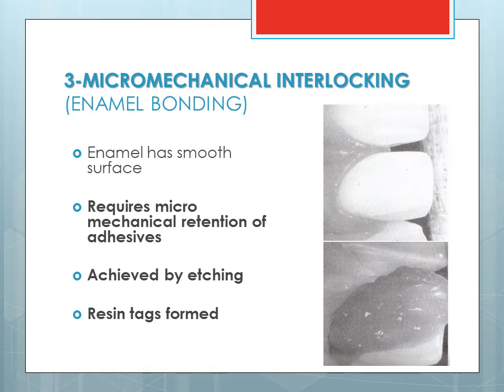And finally, after etching, when we apply the adhesive, resin tags are formed which flow into the dentinal tubules that have been exposed by acid etching. This is basically what micromechanical interlocking is, and this is the basis for dental composite adhesion.